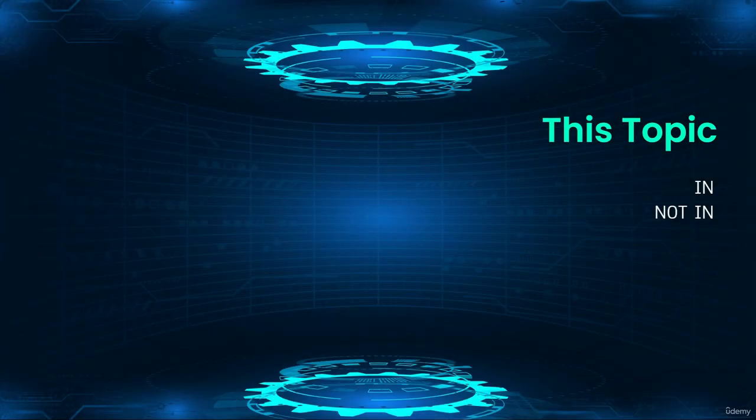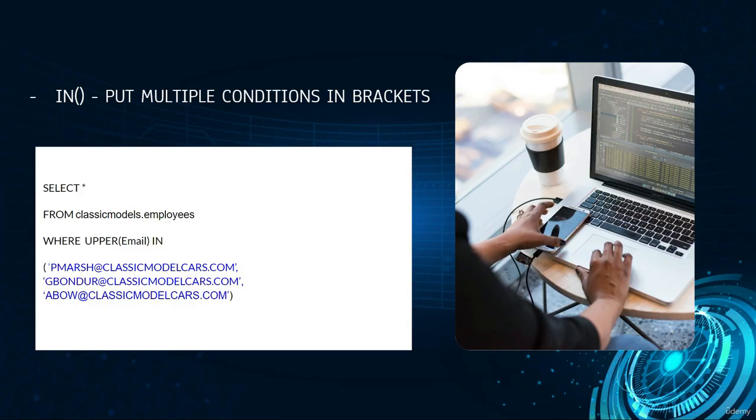So in this video, we're going to look at IN and NOT IN. IN is a very useful operator and saves you having to write AND multiple times in a WHERE clause. If we are given a list of emails, for example, and want to show all customers or employees in that list, it would be easier to use the IN operator and put the emails in brackets, with each one separated with a comma.